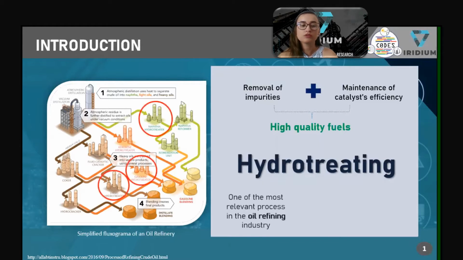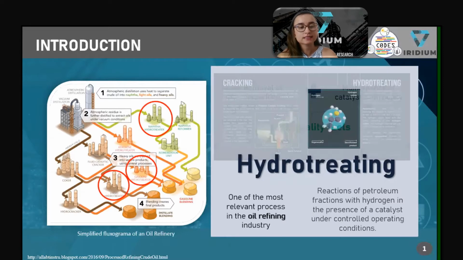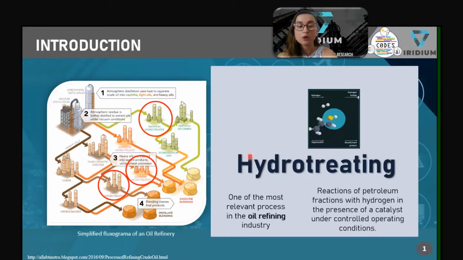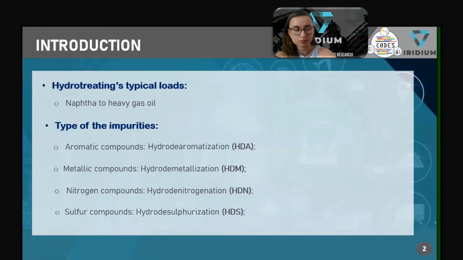Hydrotreating can be considered one of the most relevant processes in this context, and it can be defined as a set of reactions of petroleum fractions with hydrogen in the presence of a catalyst under controlled operating conditions. In these illustrations, it's possible to see in a didactic way how these reactions occur. An oil molecule contaminated with sulfur contacts a hydrogen molecule on the catalyst surface and suffers its connection break, producing two new components, a desulfurized oil molecule and a molecule of hydrogen sulfide.